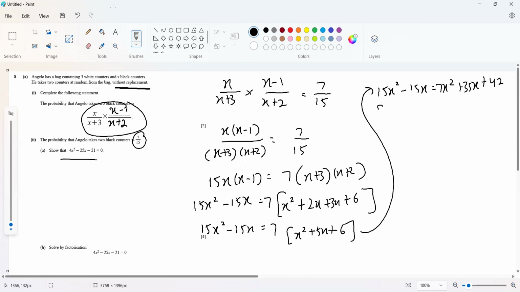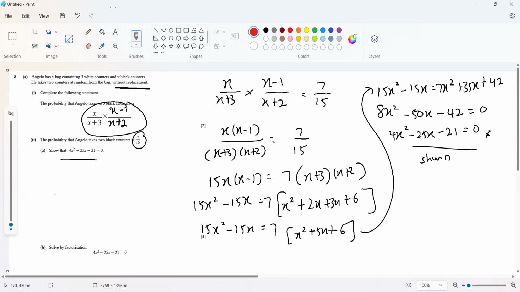Move everything to the left side. So we will end up with 8x squared minus 50x minus 42 equals 0. So divide everything by 2: 4x squared minus 25x minus 21 equals 0. This is shown, right? And this is done for part a.